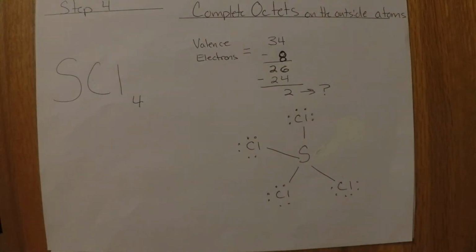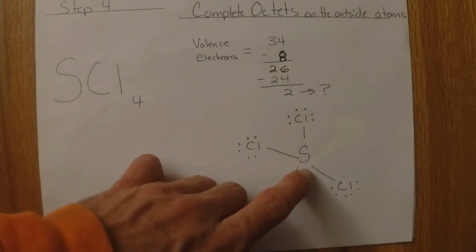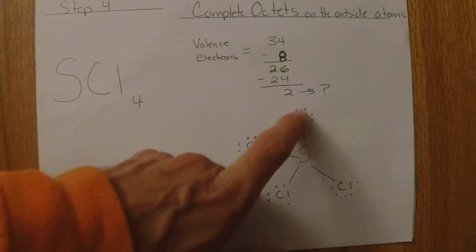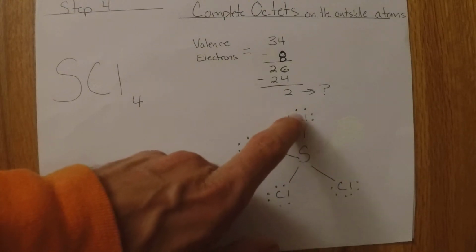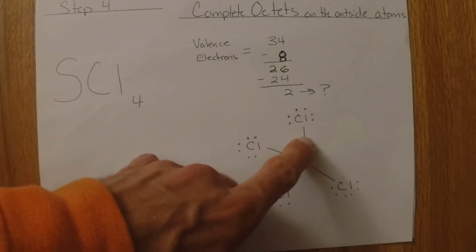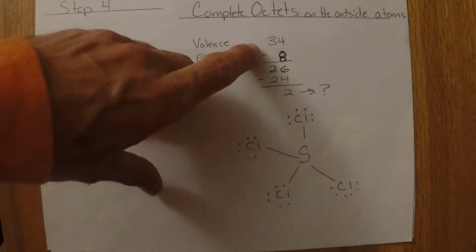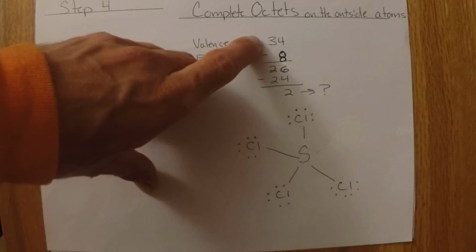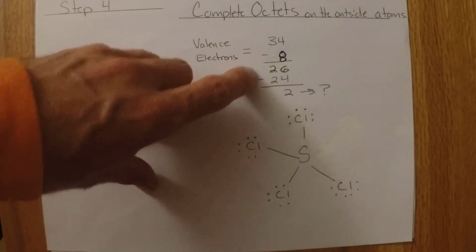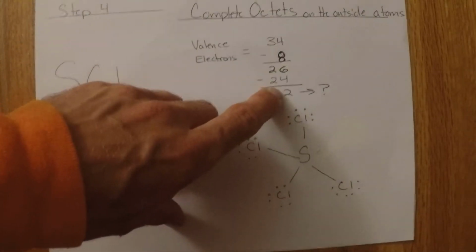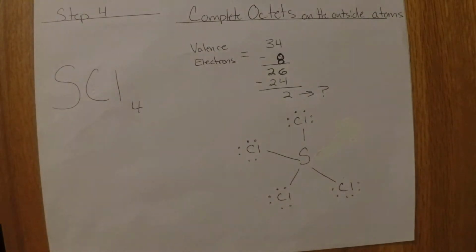Step 4 consists of completing the octets on the outside of the atoms. So here you can see that we are completing the octets for the Cl. So 1, 2, 3, 4, 5, 6, 7, 8. Same with this one, same with this one, same with this one. But we've run into a problem here because 34 minus 8 equals 26. So completing the octets uses 24, and we are left over with 2. So what is the 2, and what do we do with that extra 2 valence electrons?